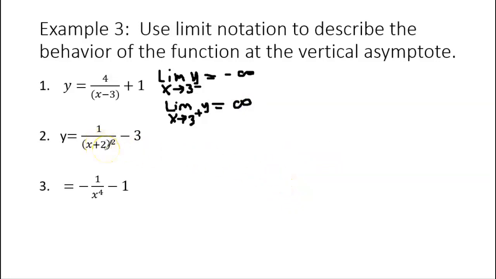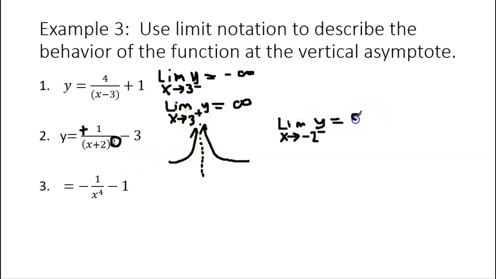Now in number 2, we have an even power and a positive fraction. And when you have that kind of a situation, it's up on the left and it's up on the right of that vertical asymptote. So how would we write this? We would say, okay, the limit as x approaches the vertical asymptote, in this case that's a negative 2. On the left side it goes up, so I'm going to put negative here for indicating that we're on the left side. And to indicate that it goes up forever, we're going to put positive infinity.